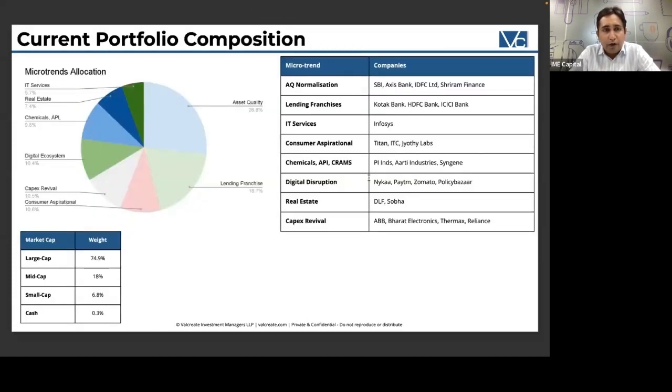But just before we get to that, this is the current portfolio composition. As you can see, we are sticking within the large, mid, and small framework that we have spoken about. And if you look at the names against each of these micro trends, most of the companies that we've invested in are companies that a lay investor would probably have heard about. These are not small, unknown companies that haven't been around for a long time, but are really large, credible, and mature businesses. The volatility of returns in this kind of space is accordingly substantially lower.